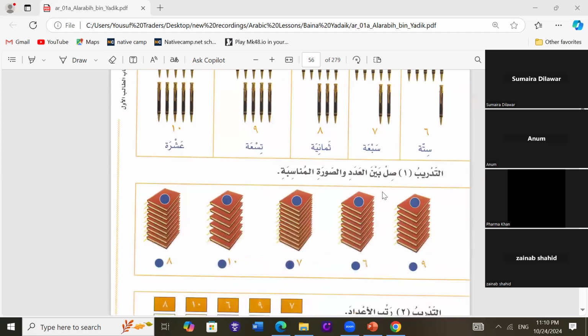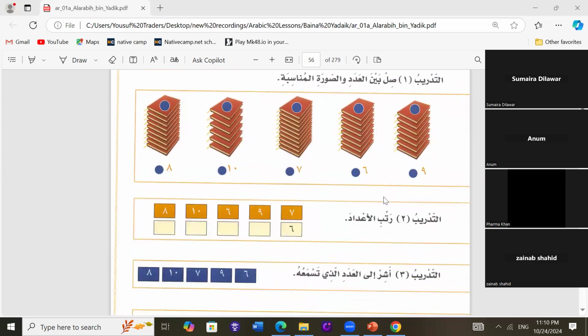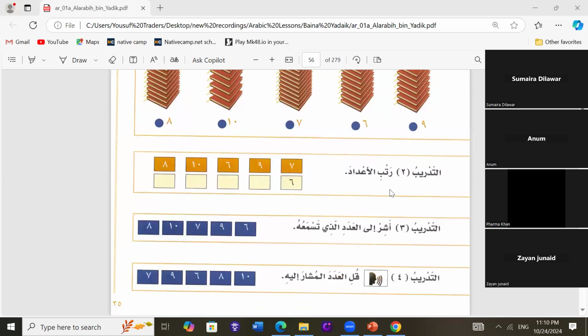We already have done sil bayna al-adadi was-sawratil munasiba, where you have to count these books and match the correct number. I hope you can do it all by yourself at home. This is also an exercise where you need to arrange these words. Rattib means arrange the numbers. They have given the numbers here randomly, so you have to arrange them like 6, then after 6, which number will come? 7, then 8, then 9 and 10. So you have to write them down here.